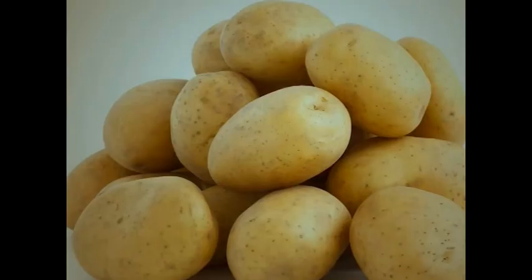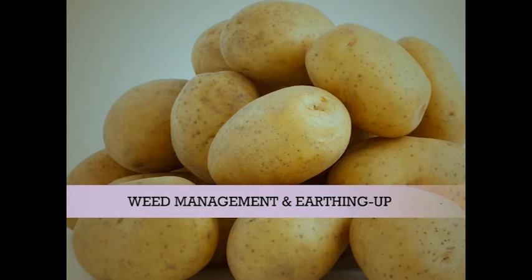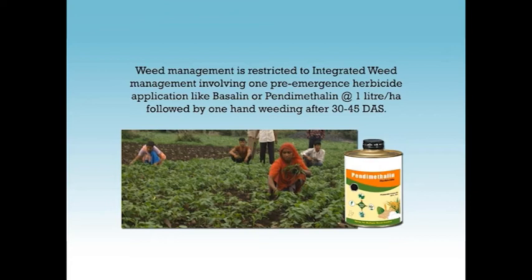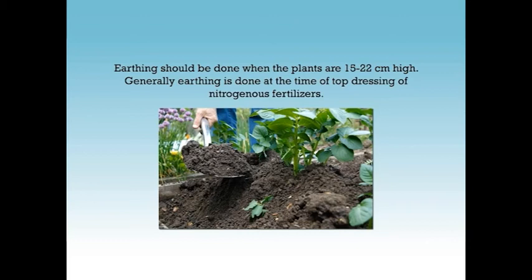Weed management and earthing up. Weed management is restricted to integrated weed management involving one pre-emergent herbicide application like Basalin or Pendimethalin at the rate of 1 liter per hectare, followed by one hand weeding after 30 to 45 days of sowing. Earthing should be done when the plants are 15 to 22 centimeters high. Generally, earthing up is done at the time of top dressing of nitrogenous fertilizers.